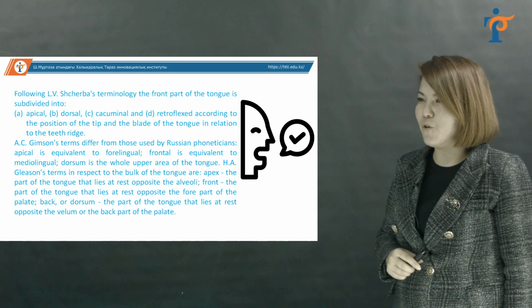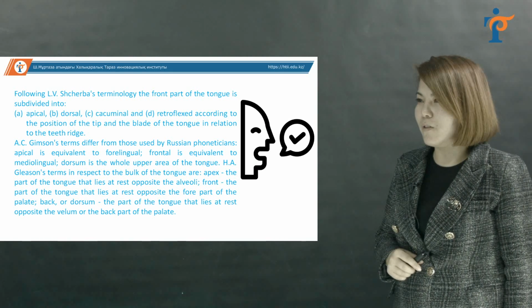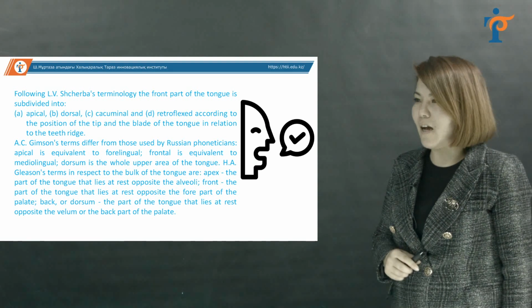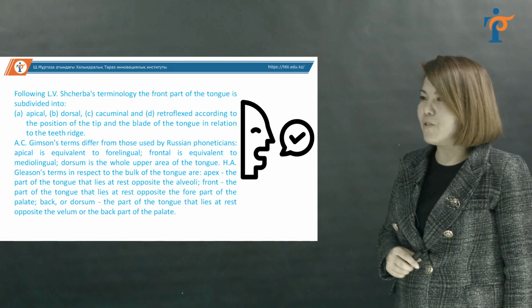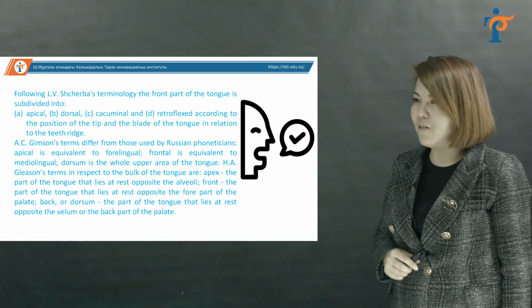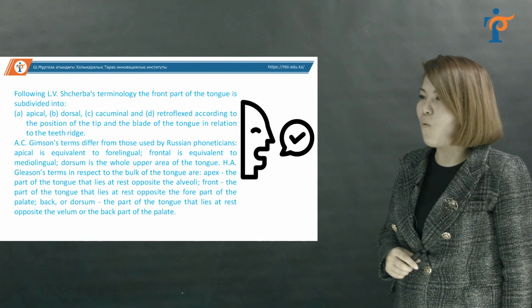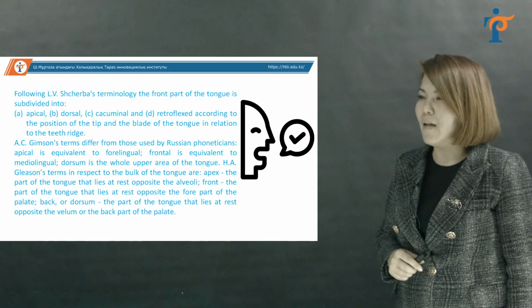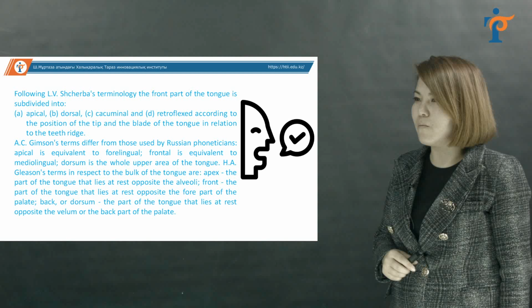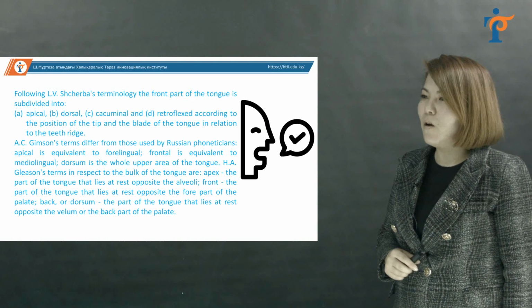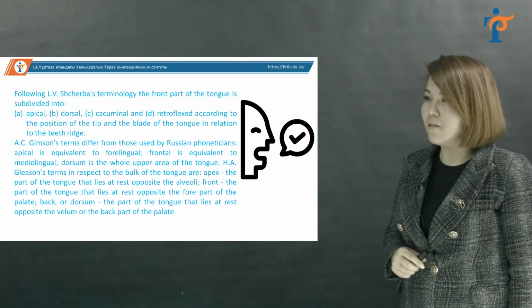Gleason's terms in respect to the bulk of the tongue are: apex, the part of the tongue that lies at rest opposite the alveoli; front, the part of the tongue that lies at rest opposite the forepart of the palate; and back, or otherwise dorsum, the part of the tongue that lies at rest opposite the velum or the back part of the palate.